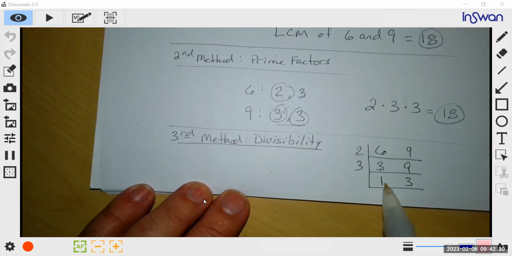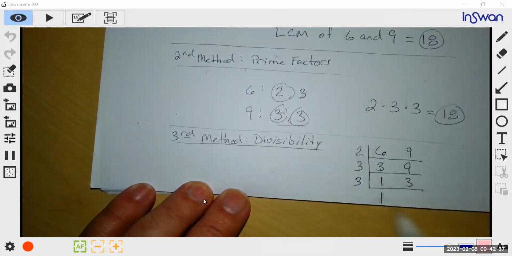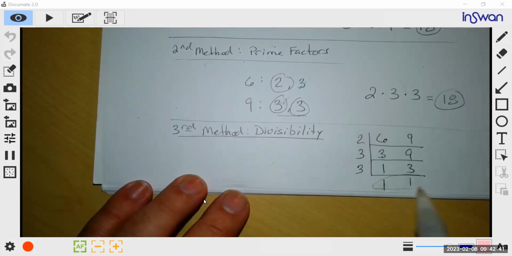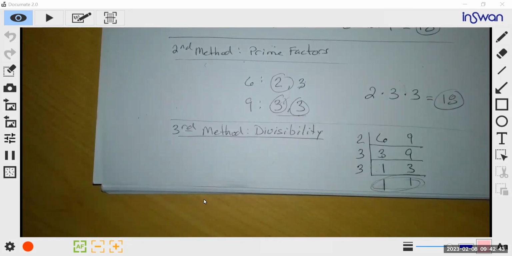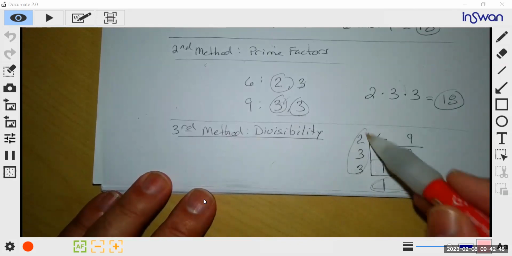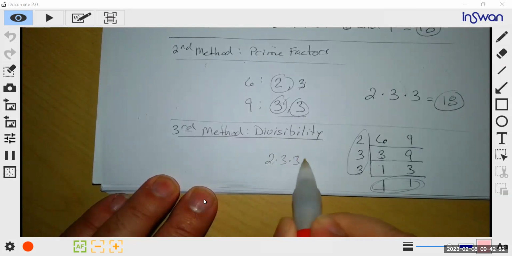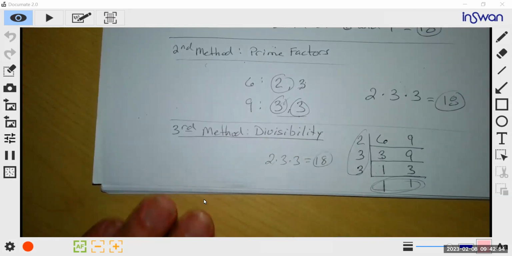Okay, nothing. This is a number. So the next number is 3 goes into 3. How many times? 1 time. What your objective is, you want to get 1s on the bottom. As soon as you get 1s, you multiply these numbers. 2 times 3 times 3 is 18.